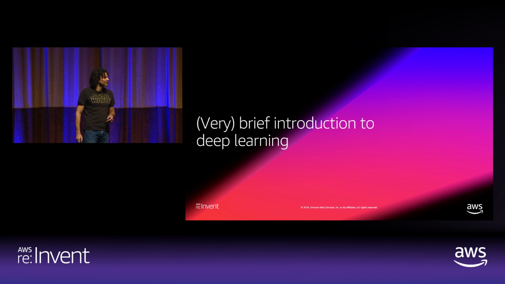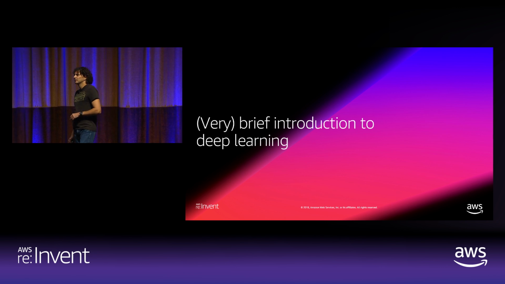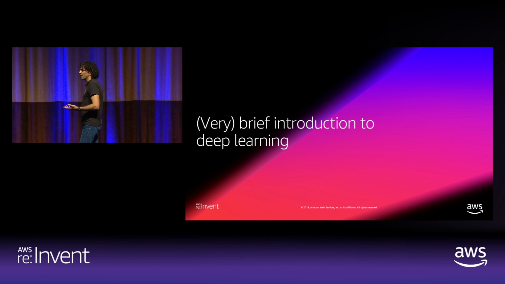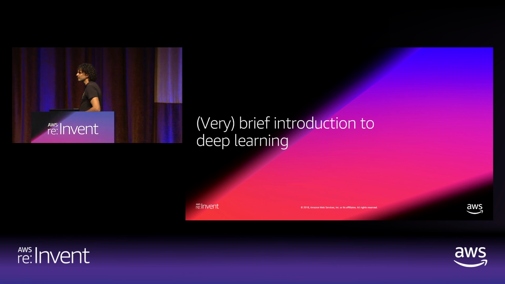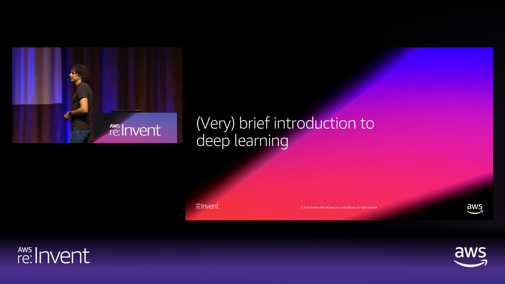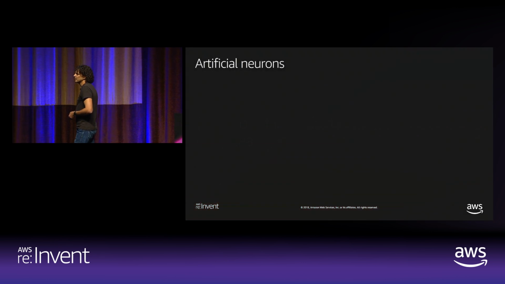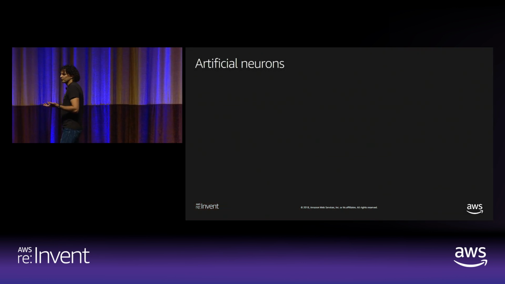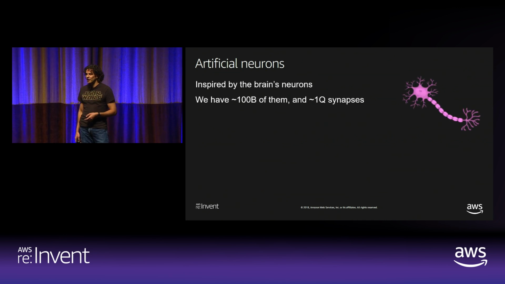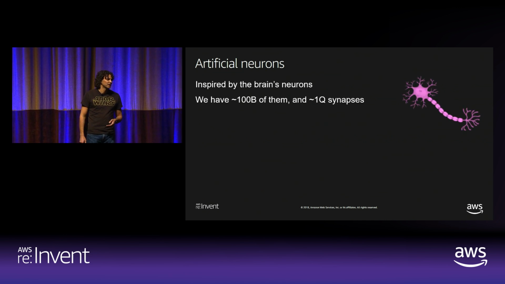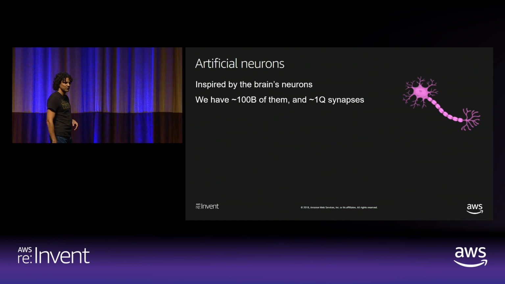So let's go through a very brief introduction to deep learning. It's very hard to cover such a topic in the 30-something minutes we have, but hopefully it will give you the high-level understanding of the theoretical basis. So at the heart of neural networks are artificial neurons. They're inspired by the human brain, but it's very loose inspiration.